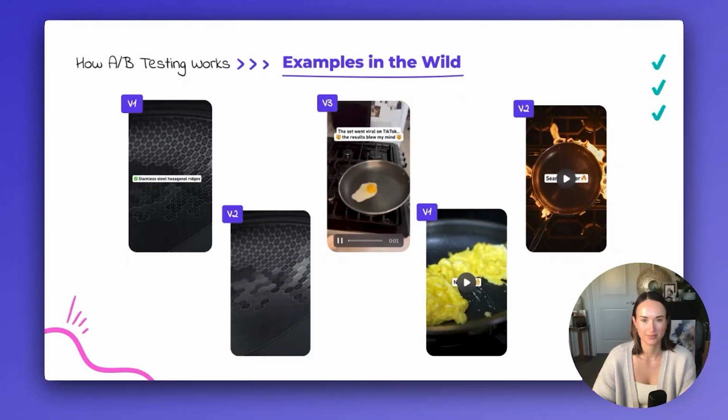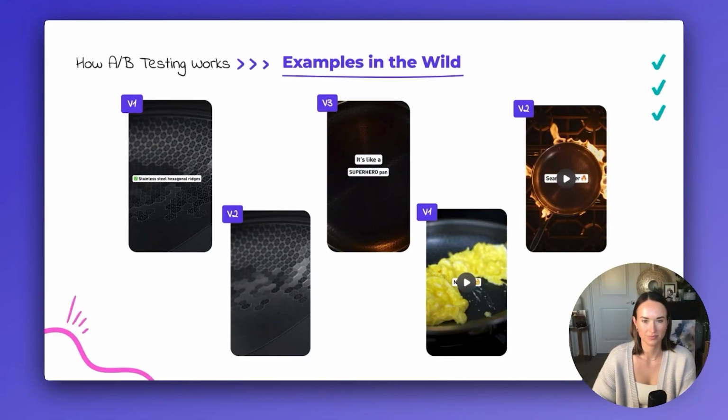This set went viral on TikTok and the results blew my mind. It's like a superhero pan.